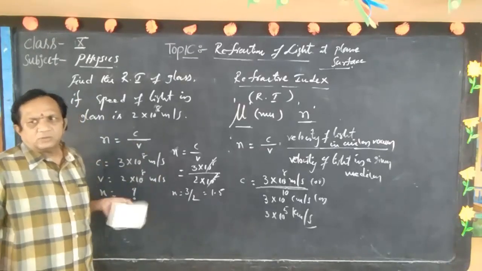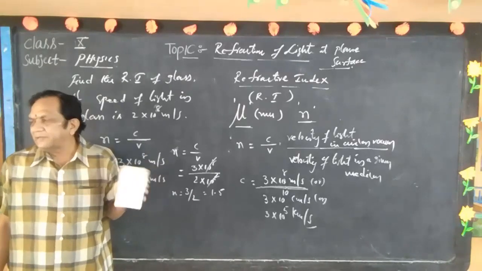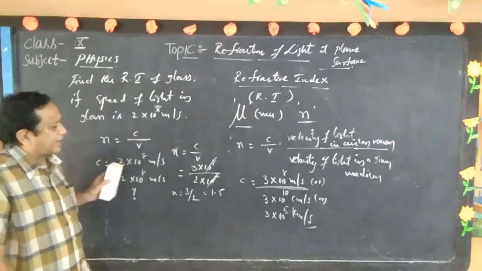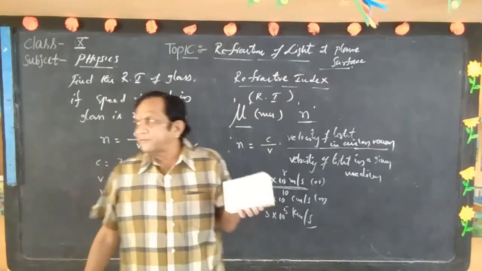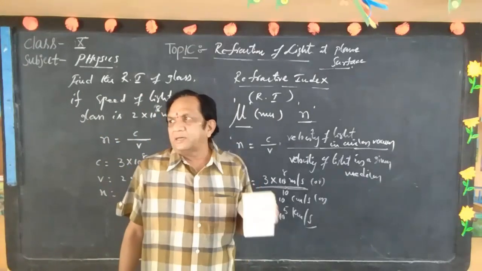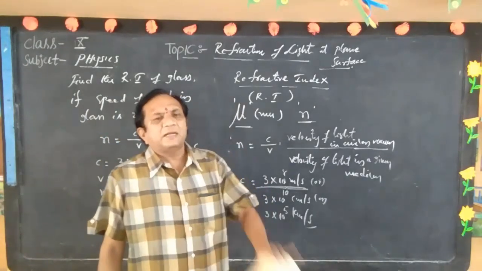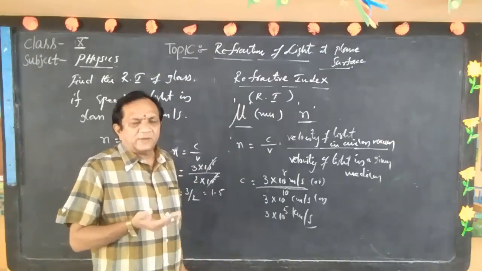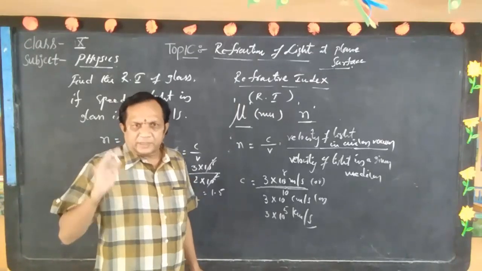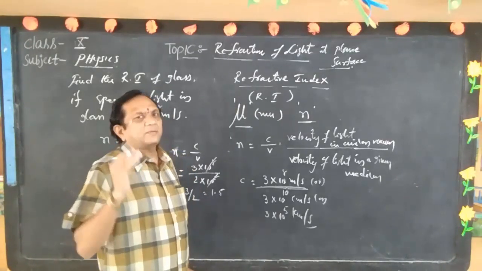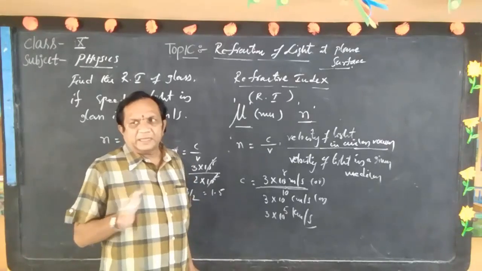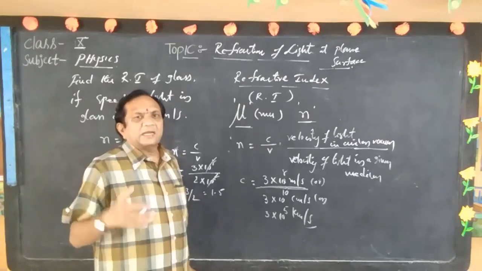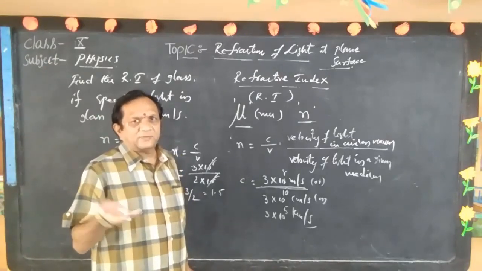Now, different materials have different refractive index values. The refractive index values of all substances are not the same, because the refractive index depends upon the nature of the material medium. If the material medium changes, then the refractive index value also changes. So remember that refractive index depends upon the nature of the material. Some refractive index values are to be considered; in the next class, we will discuss refractive index values.